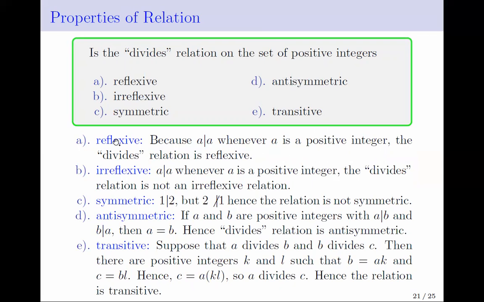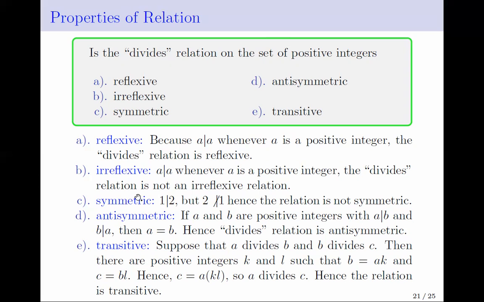We have already discussed that it is reflexive because a divides a whenever a is a positive integer. We know that 2 divides 2, 3 divides 3, and so on. Therefore, the divides relation is a reflexive relation on the set of all positive integers. What about irreflexive? It is not irreflexive because a divides a whenever a is a positive integer. Irreflexive means we cannot have the pair (a,a) belonging to R for any a in the set. Here it is not true, therefore this relation is not irreflexive.